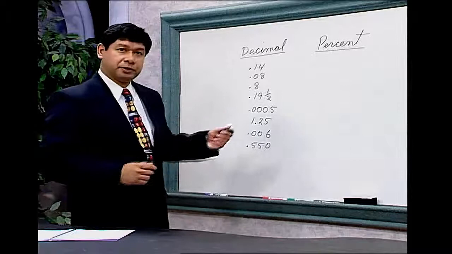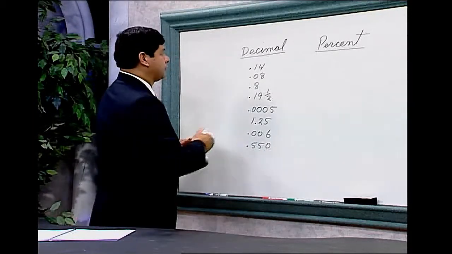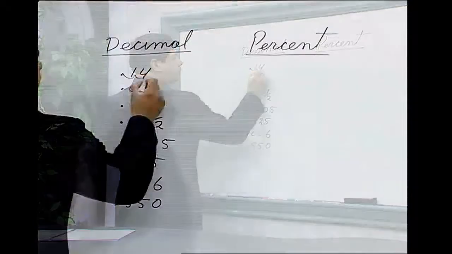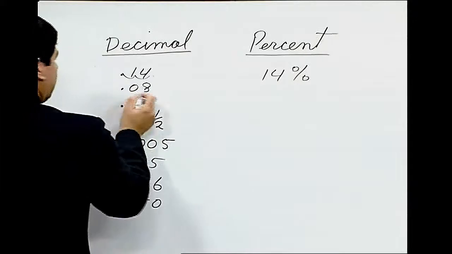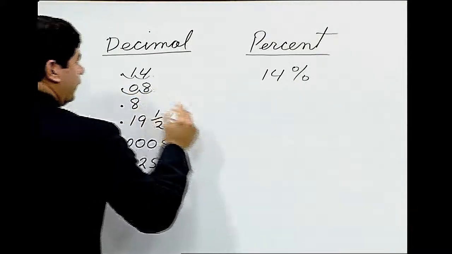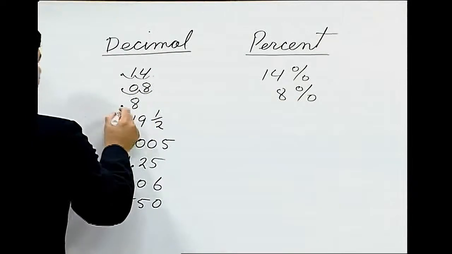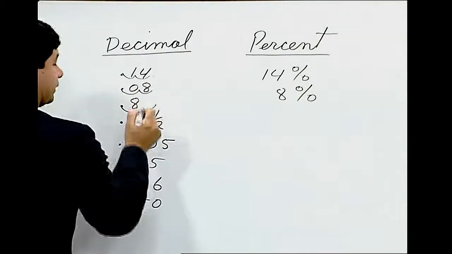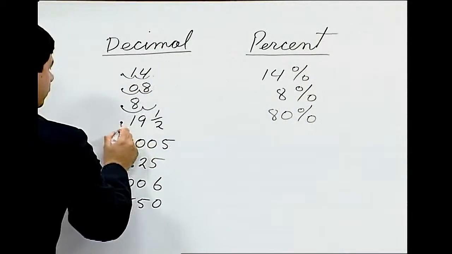Examples of changing decimals to percents. A very simple rule. Let's remember to move the decimal point 2 places over to the right. Decimal point 1, 2. So this becomes 14%. Move over 2 times to the right. 8%. We just drop the 0 off. 1, 2. Let's add a 0. 80%.